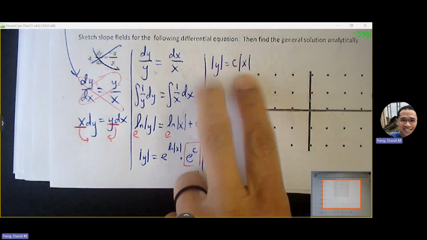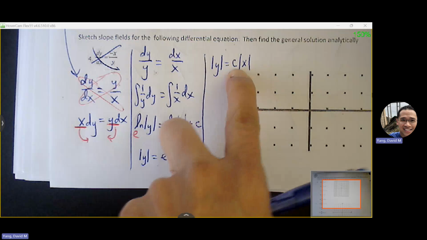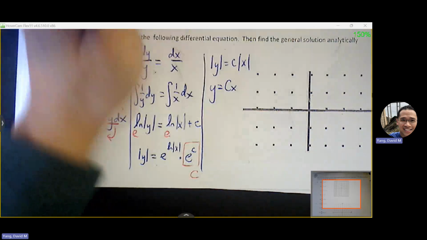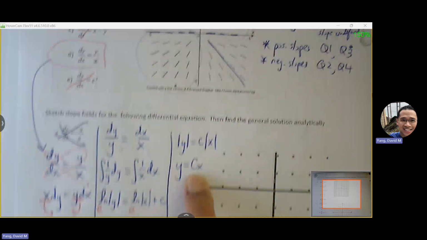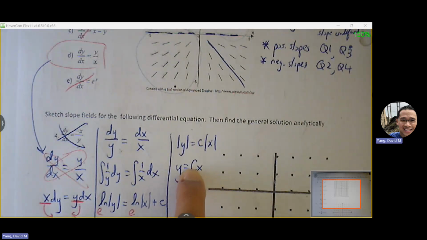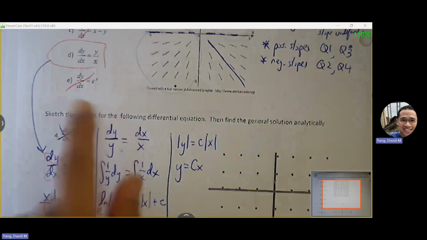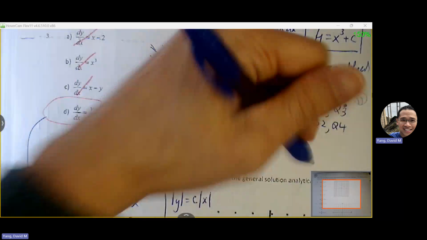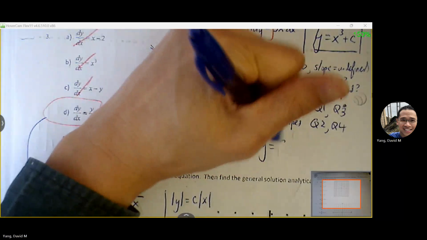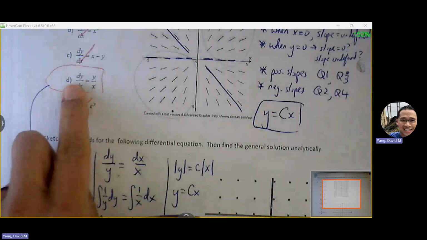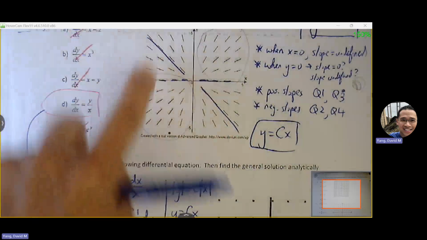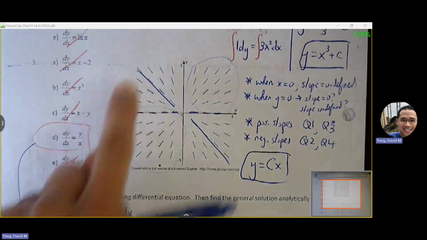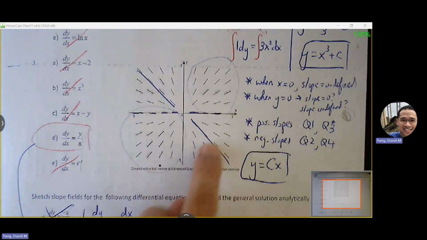Both the absolute values can be sucked in. The plus and minus can be taken by the c. So I have y is equal to cx. And y equals cx is basically a linear equation, right? It could be y equals 3x, y equals 4x, y equals negative 2x. And those are all represented by all of these diagonal lines. So the solution to your differential equation will match the flow of the graph, but the derivative will tell you information about the individual slope segments.